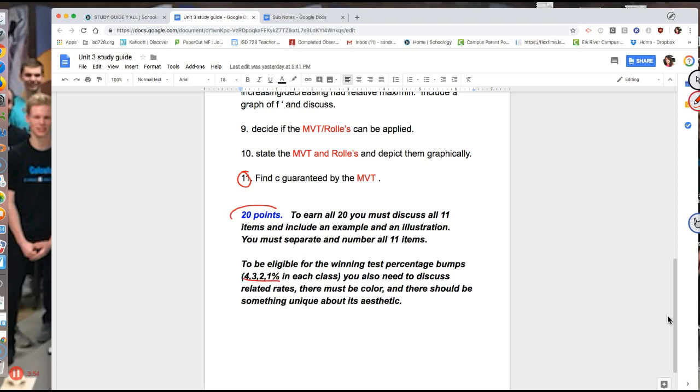So it says, how do you get 20 points on this? Because it's 20 out of 20 on a homework score. To earn all 20, you must discuss all 11 items, include an example and an illustration.